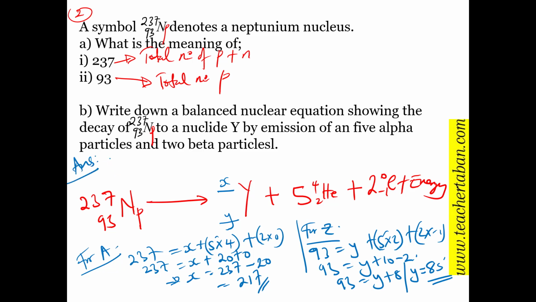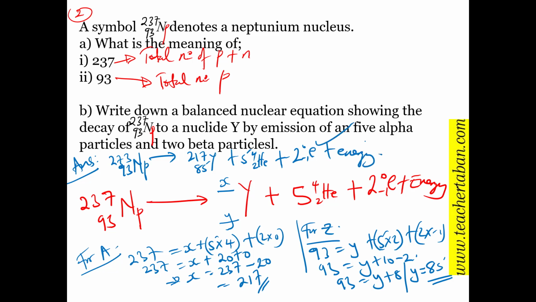Therefore, my equation will be 237 93 NP, decaying to X, which is 217 85 Y, plus 5 4 2 helium particles, and then plus 2 beta particles, then plus the energy. That is my equation. Hope that you got that one as well.